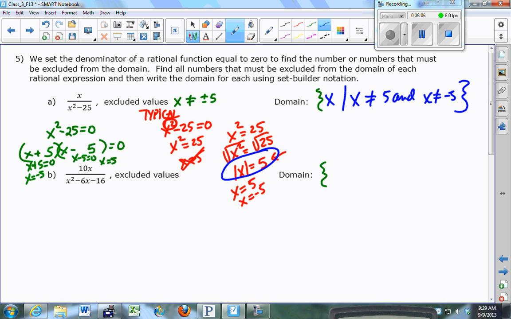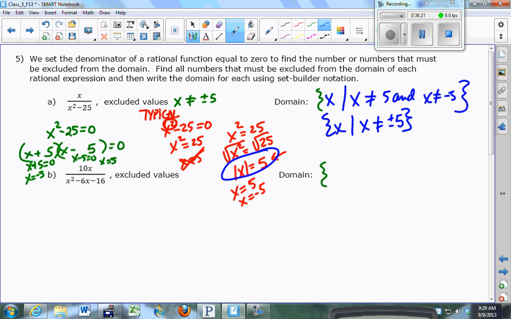You can do plus and minus if you want. Yes, Brendan, that's fine. You can go like this. I don't mind shorthand as long as you represent it as a set. That's the most important. Remember, your domain is not this. That's just the excluded values.